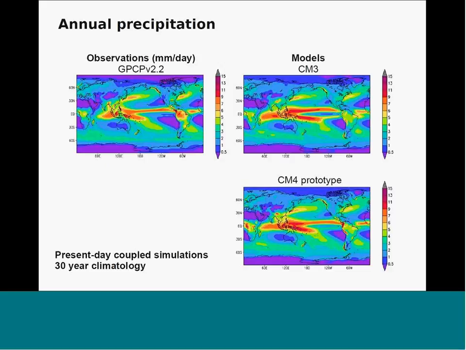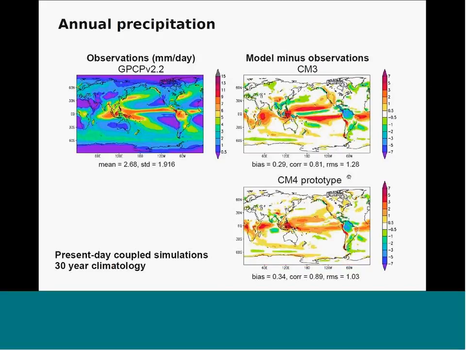This shows the annual precipitation. On the left is the observation from GPCP, and on the right, the models, the previous generation CM3, and one of the CM4 prototypes. So typically, we look at the difference rather than at the actual maps. This is what the difference looks like. Red colors are areas with excessive precipitation, and green bluish colors are areas with a lack of precipitation.